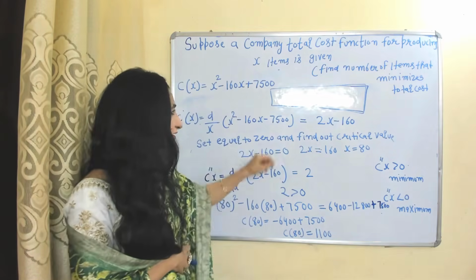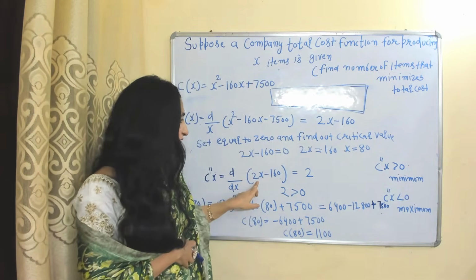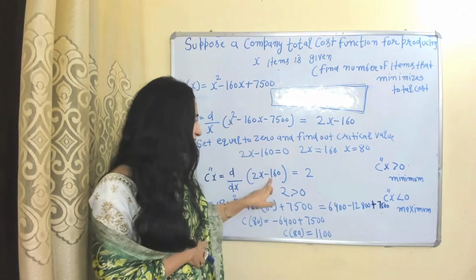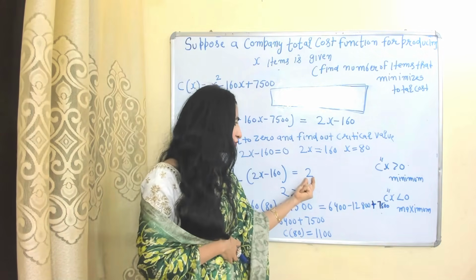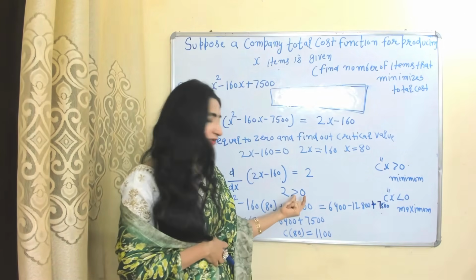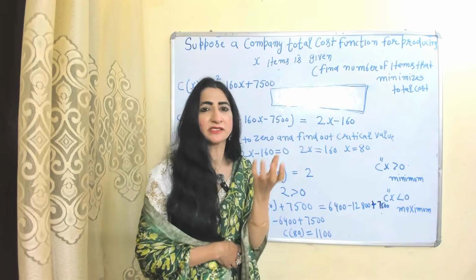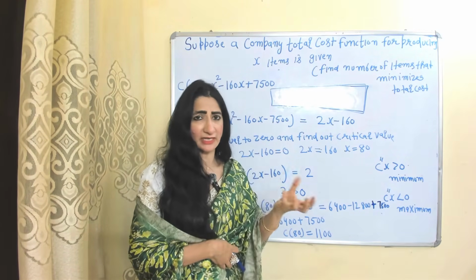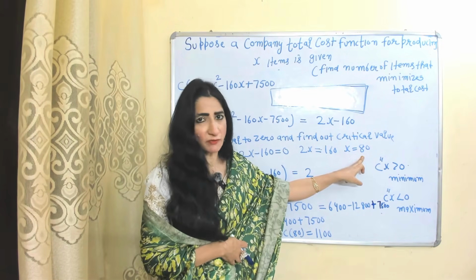So we will take the second order derivative of this first order derivative. The derivative of 2x is equal to 2, the derivative of 160 is 0. So our second order derivative is 2. 2 is positive and more than 0. That means 80 units of output gives us a minimum cost, or you can say that we are able to achieve minimum cost at these 80 units of output.